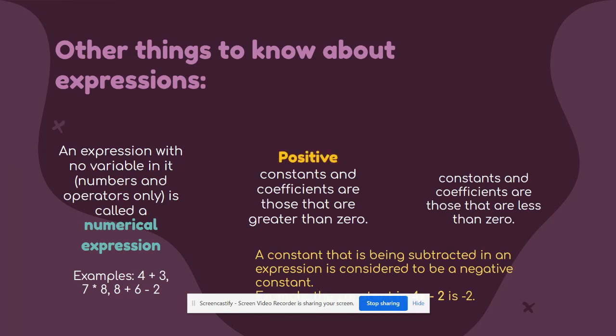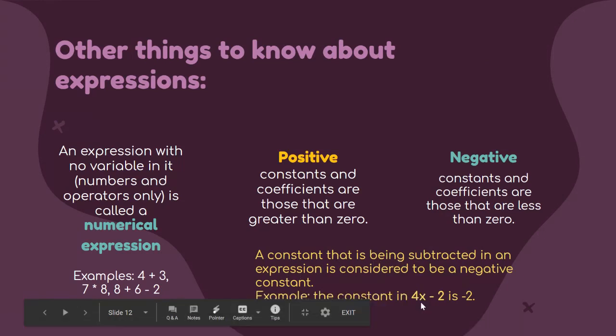Now, positive constants and coefficients are those that are greater than 0. Negative constants and coefficients are those that are less than 0. And I'm not quite sure you can see this part, oopsies, down here, but a constant that is being subtracted in an expression, there we go, is considered to be a negative constant. So for example, the constant in 4x minus 2 is -2. The reason we say that it's negative with subtraction is because subtraction is the same thing as adding a negative. Okay, so just like in the last example, we had 5x minus 3, your constant is -3.